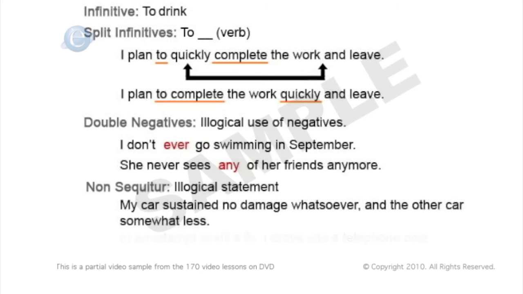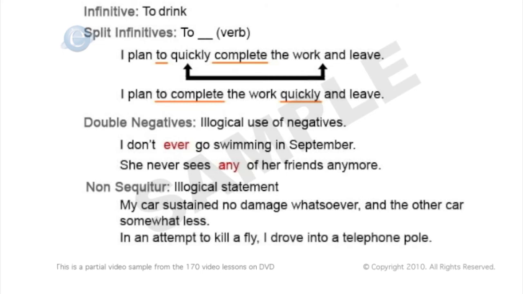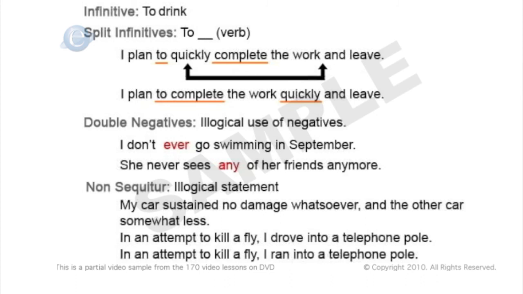Here's another one. In an attempt to kill a fly, I drove into a telephone pole. Well, if they put the rest of the sentence in there that's missing, while I was driving and this fly was buzzing around my head and I tried to kill it, I was distracted and I drove into a telephone pole. Well, they left out all of that description. In an attempt to kill a fly, I ran into a telephone pole. That sounds like somebody walking down the street possibly and runs into a telephone pole while they're trying to kill a fly, or a telephone pole pops up in the middle of their house and they run into it. It doesn't make sense. That's what a non sequitur is.